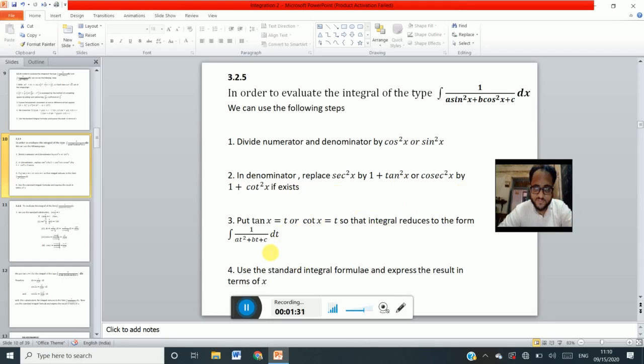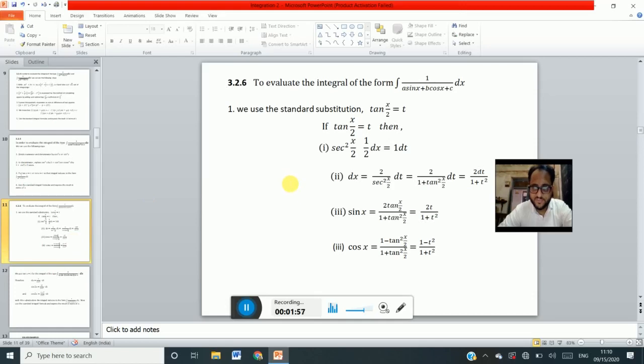Then we get this type of integration, 1 upon at square plus bt plus c, and in this integration we use the standard steps as seen in the last lecture, right? So this is actually one type of integration. Okay, so we will see some examples of this type, and before that we see another type of integration. Then we see the examples of both types.